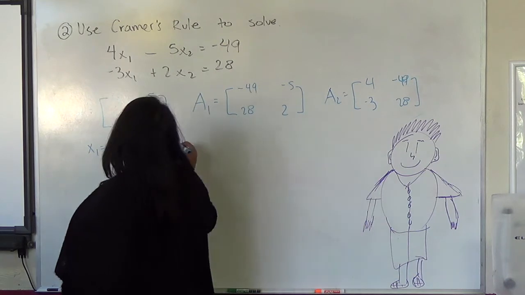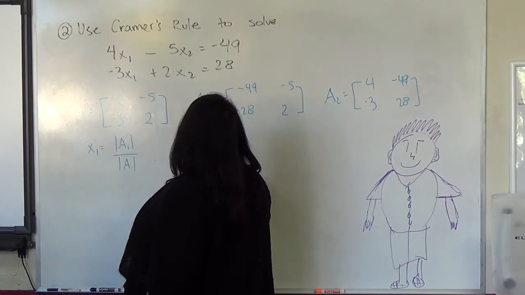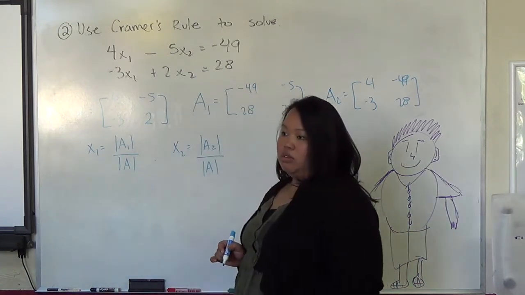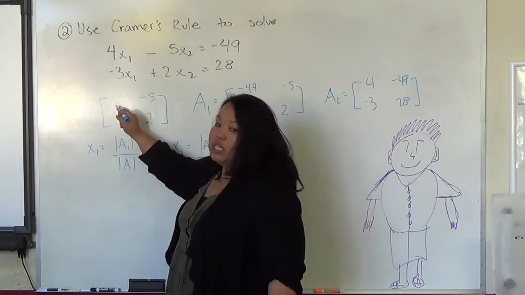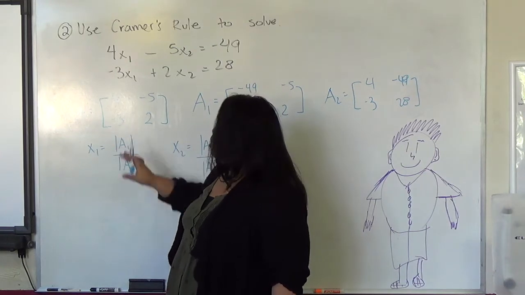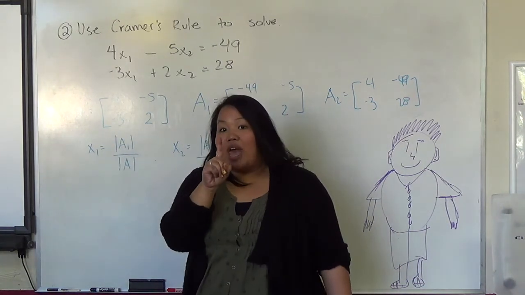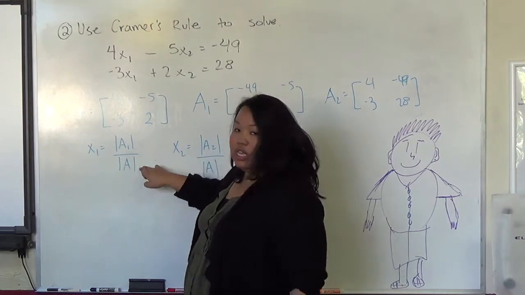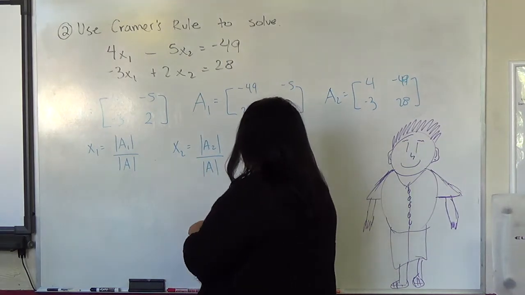And then x sub 2 would be the determinant of A sub 2 over the determinant of A. What does that mean? The determinant is this times this minus this times this. Each of these represents one value for A. They don't represent a matrix anymore. They represent one value, and you put that value over this. And if that makes no sense, we're going to run the first one, and you'll see.